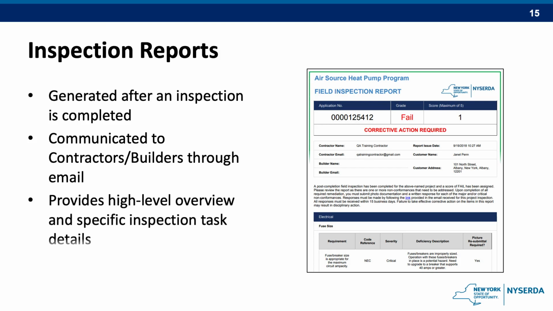The top of the inspection report provides a high-level overview of the inspection results, including the quality score, and the rest of the report provides specific details about each inspection task. Contractors and builders should review the inspection report after it has been generated to identify inspection tasks that did not pass inspection.